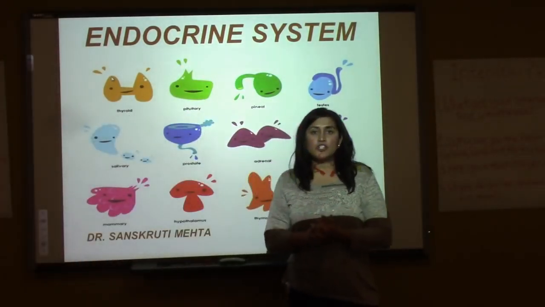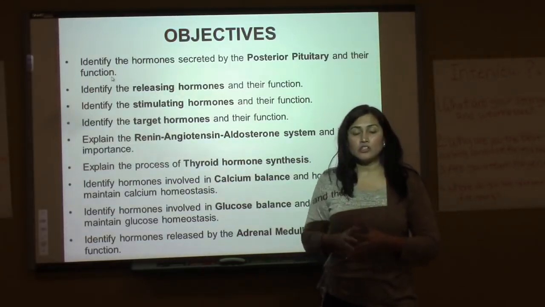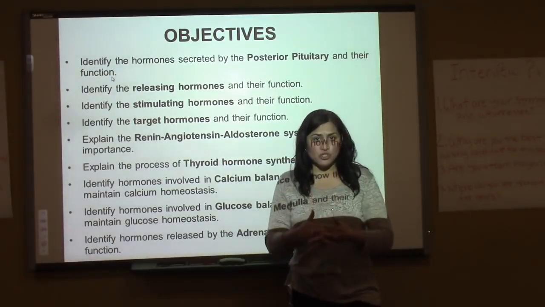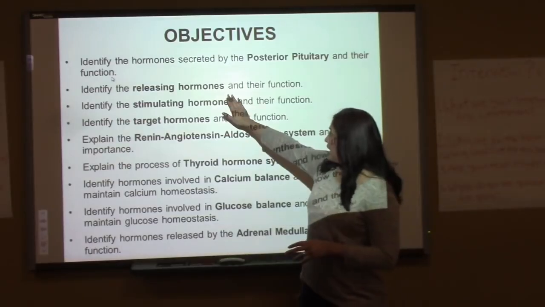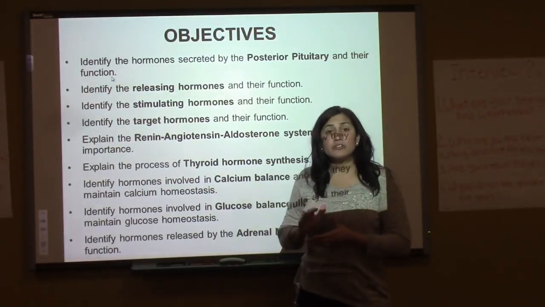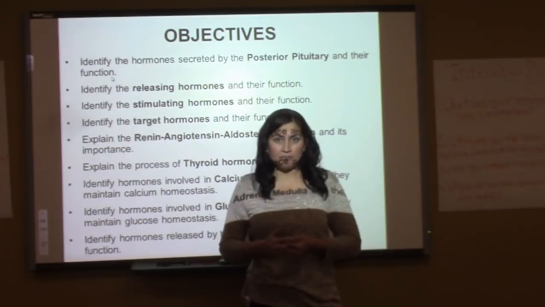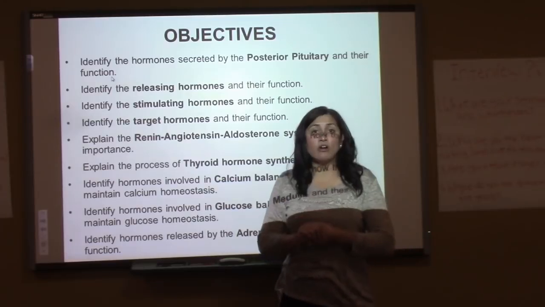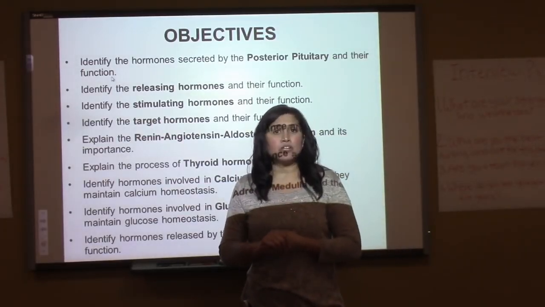Hello everyone, today we're going to talk about the endocrinology system. Okay, so here are the objectives. You should be able to identify the hormones released by the posterior pituitary and the function of each hormone. Apart from that, you should be able to list all of the releasing hormones which are released from the hypothalamus and what their function is. Then moving on, you should be able to identify all the stimulating hormones which are released by the anterior pituitary gland and what their function is.